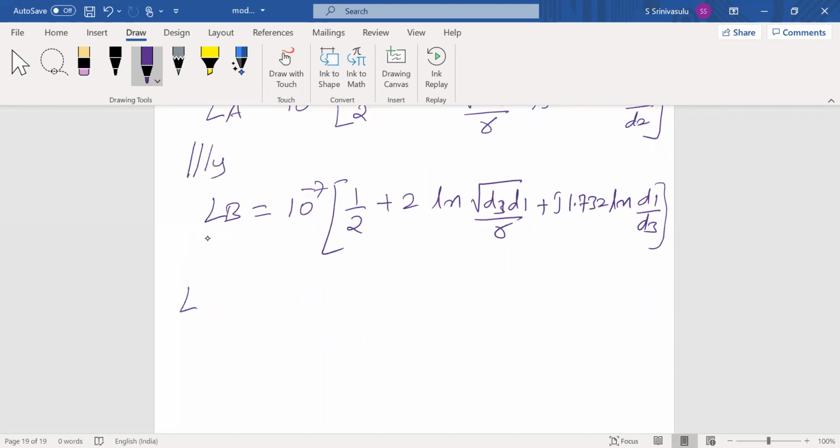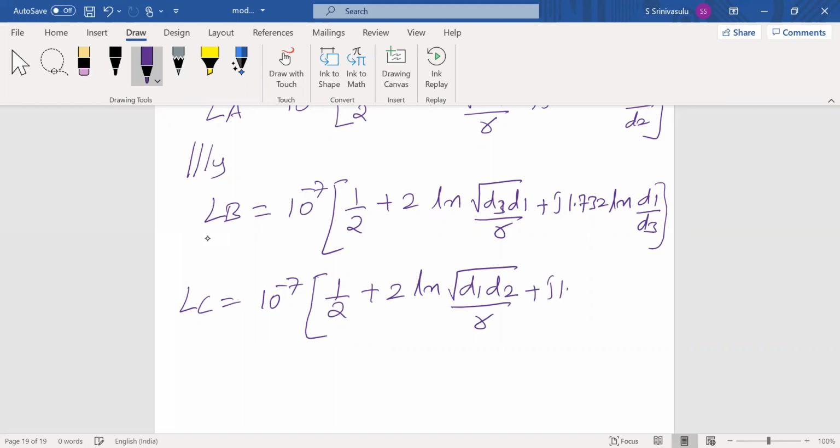Similarly, LC will be 10 power minus 7 times 1 by 2 plus ln of the C. What is the distance between the C conductor and the remaining two conductors? One is D1, another is D2, by r plus j 1.732 ln of D2 by D1. All are in Henry per meter.